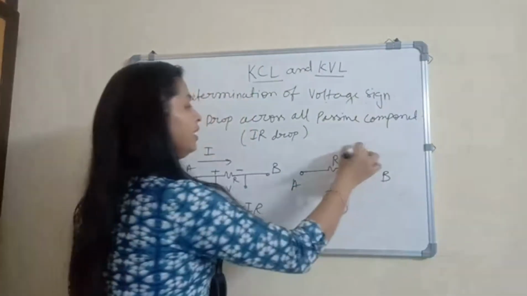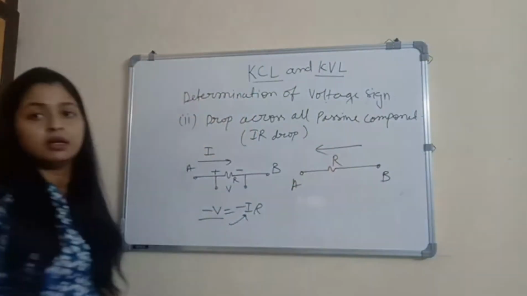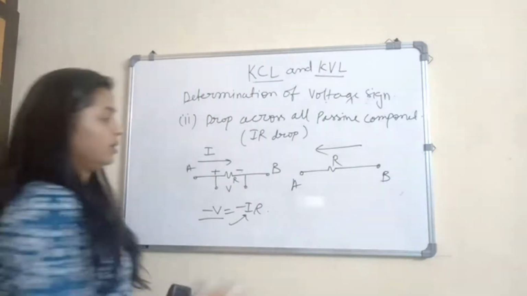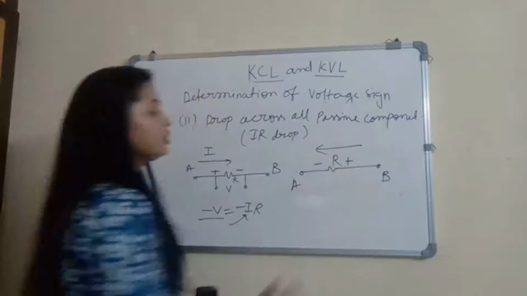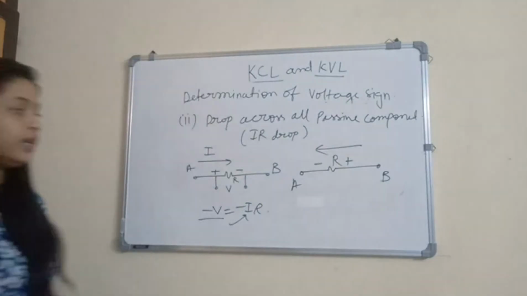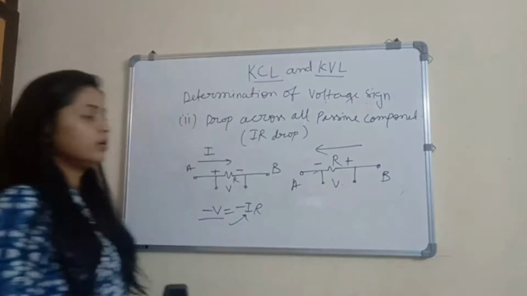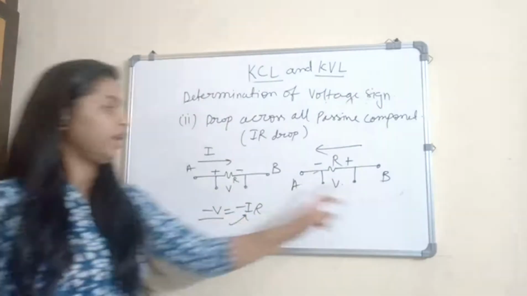Let's take an example where the current is flowing from B to A, not A to B. The direction of current is this, and now I need to calculate the drop across this resistor from A to B.